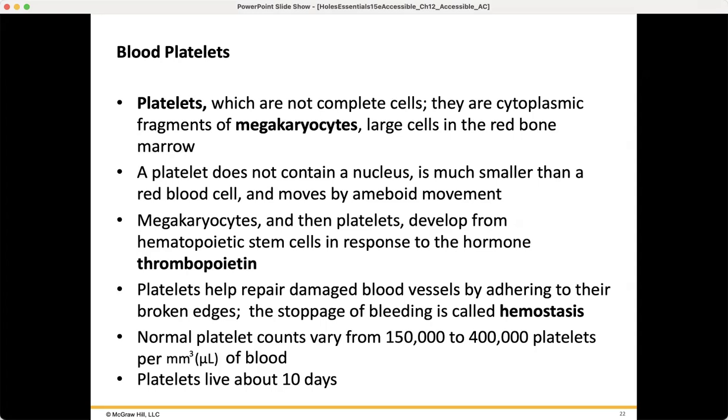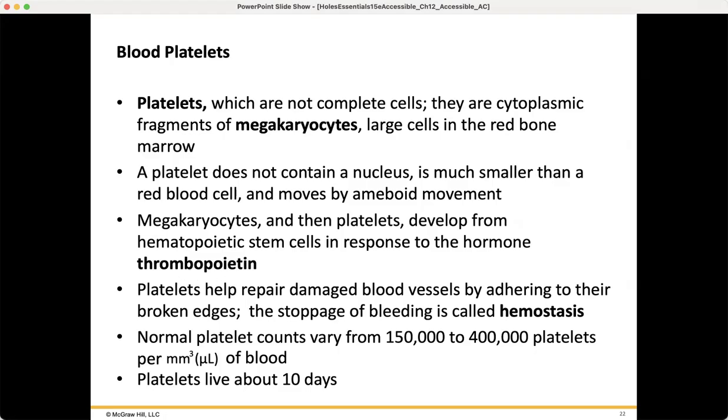The last type of formed element is blood platelets. These are also called thrombocytes. And for these guys, they're actually not cells at all. They're fragments of cells. And the cell that they are a fragment of are called megakaryocytes. Megakaryocytes live in the bone marrow, but when they try to exit the bone, they break apart into fragments. So these fragments are called platelets or thrombocytes, and the stimulation for us to make these megakaryocytes, that hormone is thrombopoietin.